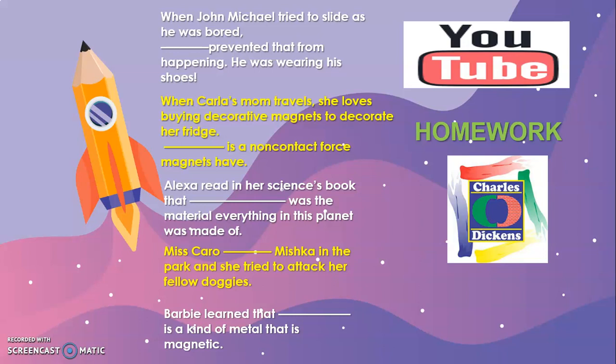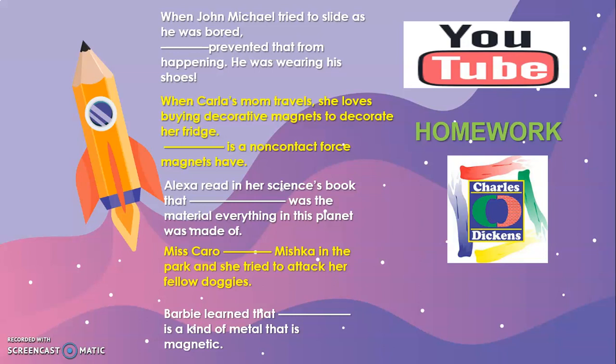Let's read them out loud. Eva, first one. When John Michael tried to slide as he was bored, blank prevented that from happening. He was wearing his shoes. Remember the example that I gave you, okay? Number 2, Majo. When Carla's mom travels, she loves buying decorative magnets to decorate her fridge. Blank is a non-contact force magnets have. Very good. John Michael, read the next one, please.